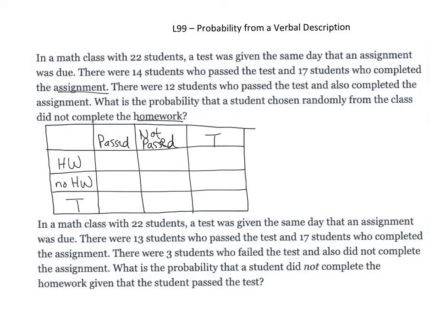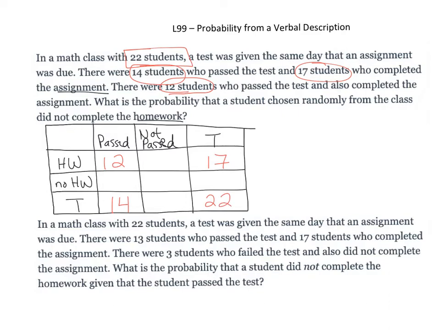So from here, 14 students passed the test. That's our first piece of information that we're going to put in the table. So that 14 goes in the bottom of the passed column. It's nothing about homework, so we just put it right here. We have 17 students who completed the assignment, so that goes at the end of the homework row or assignment row. There were 12 students who passed the test and also completed the assignment, so this is an and spot, so it will go in homework and passed. And then the last piece of information, which I kind of skipped over, is that we have 22 total students, so that 22 just goes in my overall total here.